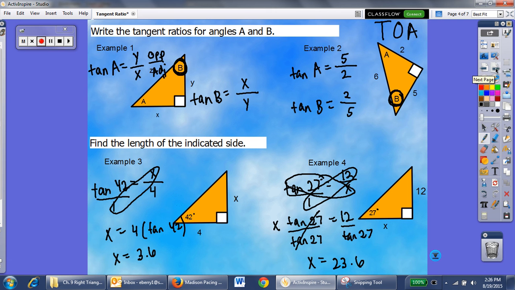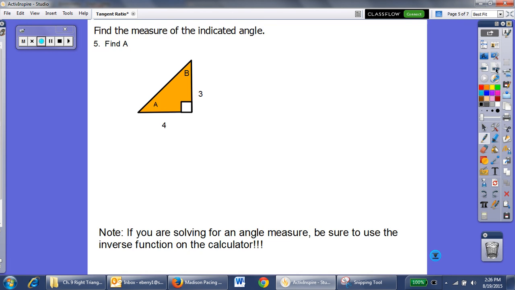Alright, let's move on and do one more example. Now looking at example 5, this asks to find the measure of the indicated angle. Notice what's different about this problem. They give us these side lengths. This time we actually need to find how many degrees is angle A. So we'll write it out as we did before. Tangent of A, which we don't know yet, equals, looking at A, opposite is 3 and adjacent is 4.